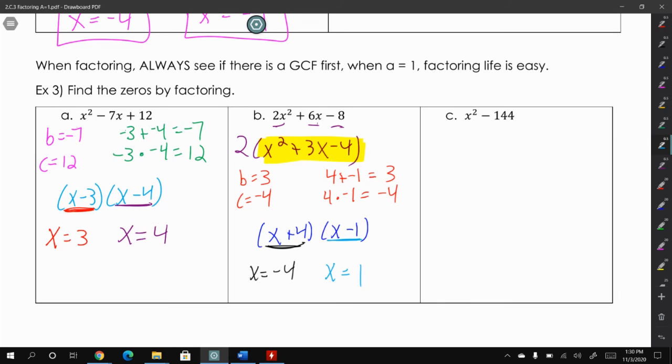So don't think that if a is not 1 that you automatically have to do something else. See if you can factor out a GCF first.